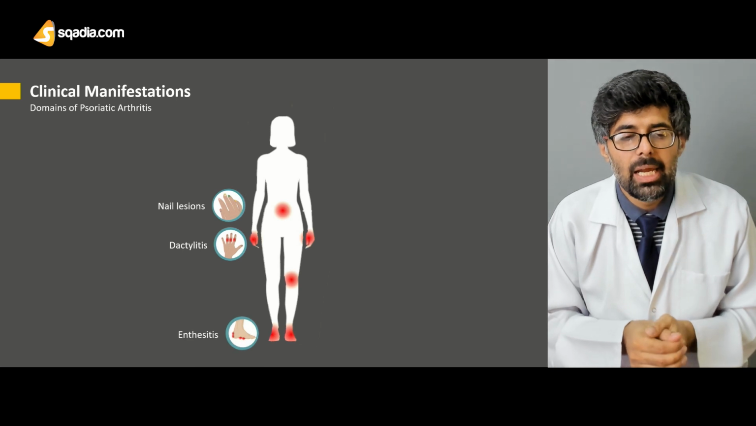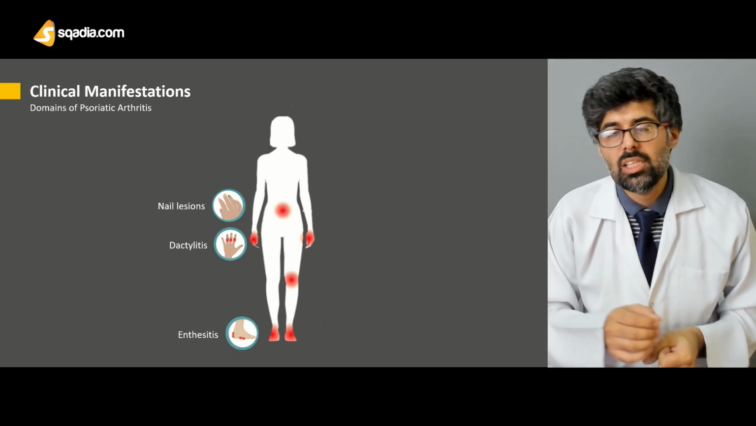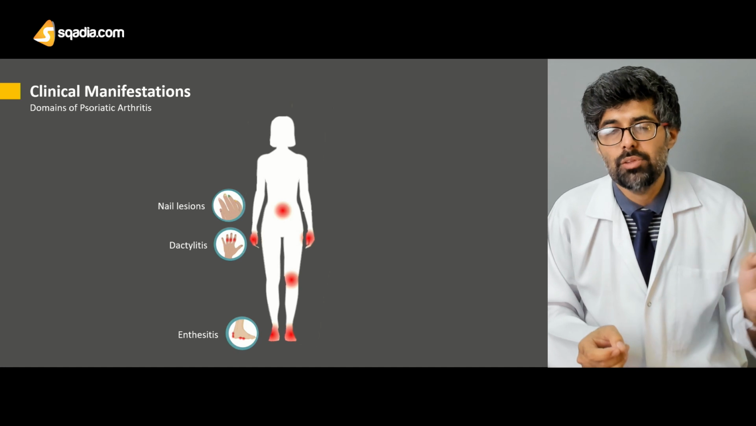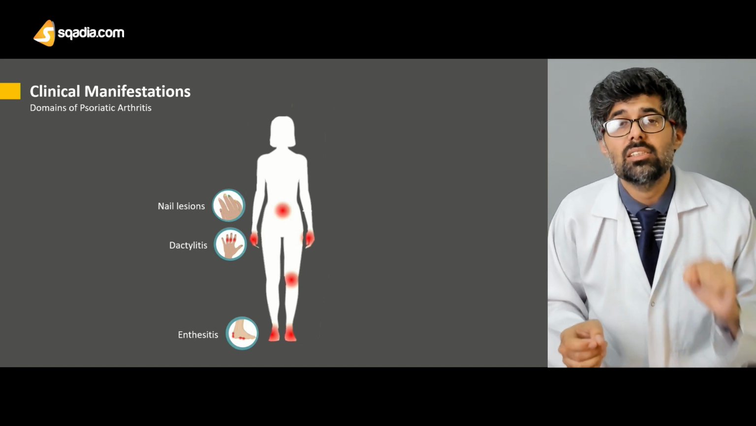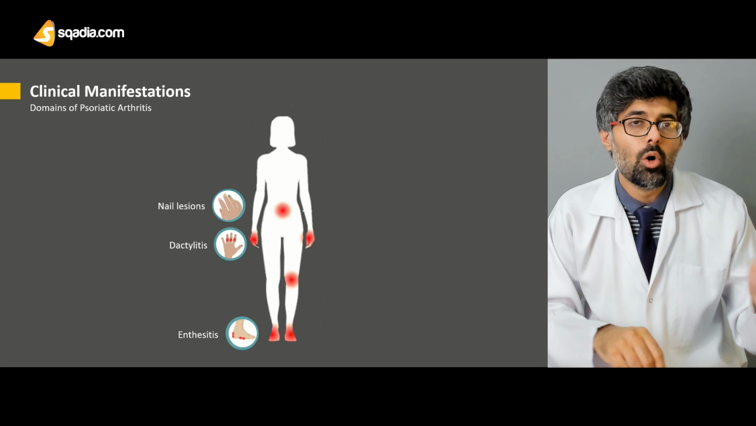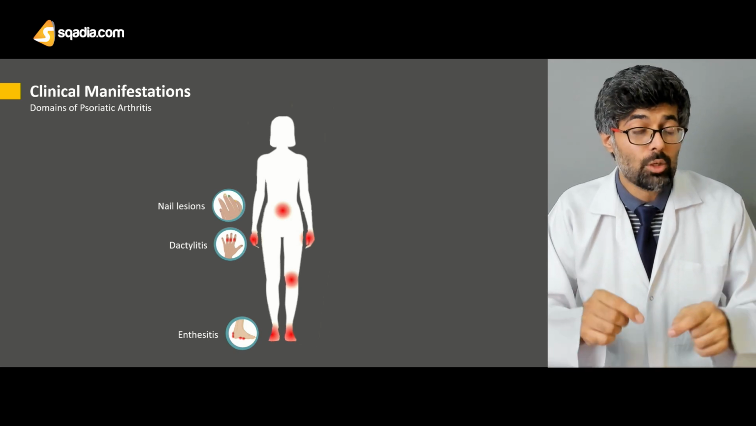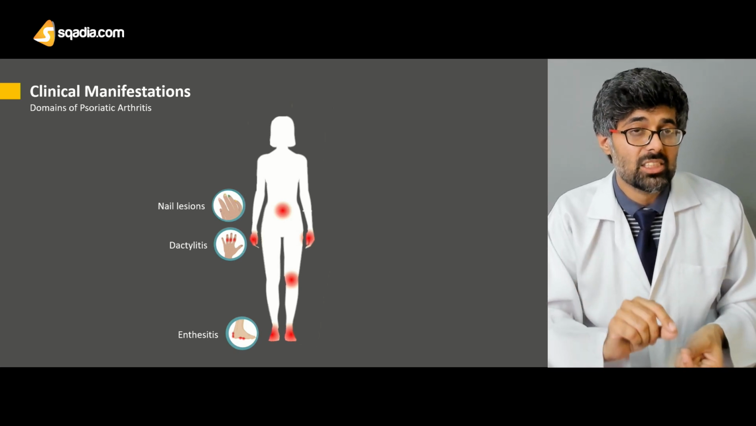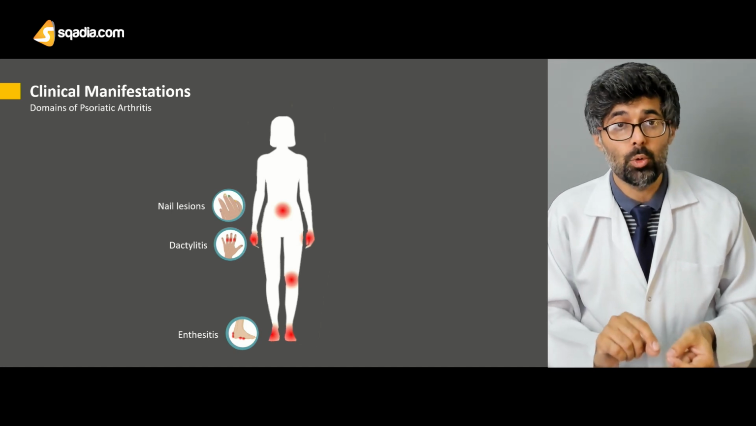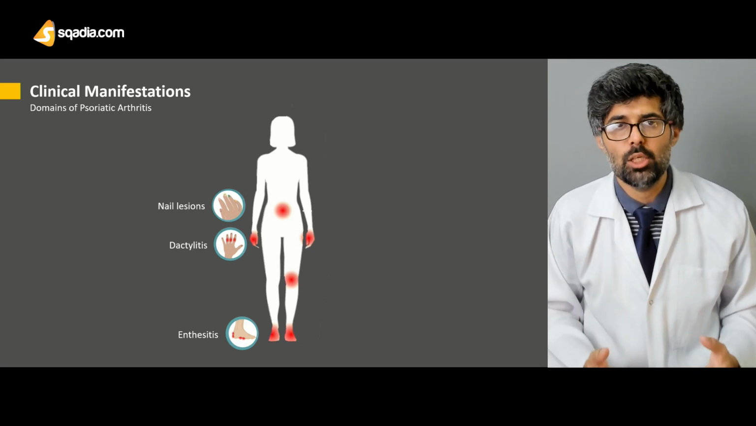Then we have enthesitis. Enthesitis is the inflammation of the entheses. The entheses are the sites where either a ligament or a tendon attaches. And because of inflammation of that site where it attaches to the bone, it can result in a variety of symptoms.